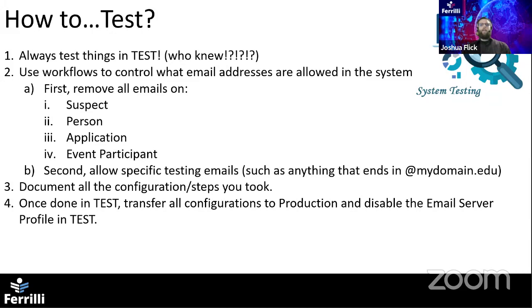Then you'll want to leave that email in place so you can test with that record to make sure it works. So you must make sure to remove all emails from the system except for the ones you want to, and make sure that this workflow that does the removal is triggered on creation or update of any of these records I have listed here.